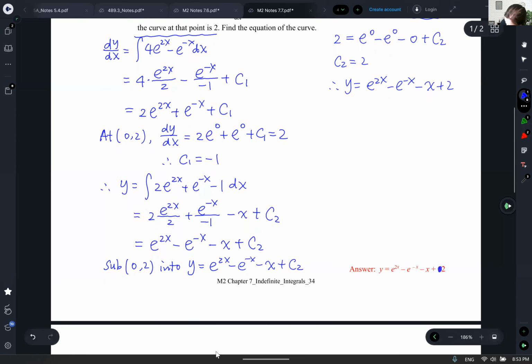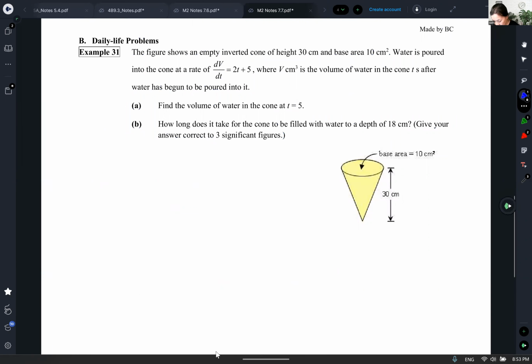Going on. Last one. This is a real life problem. It says that the figure shows an empty inverted cone of height 30 cm and base 10 cm squared. The water is poured into the cone at a rate of dV/dt. It's like the rate of change. The rate of change is given. And V is the volume at time t after the water has begun to be poured into it. Find the volume of the water in the cone at t equals 5.